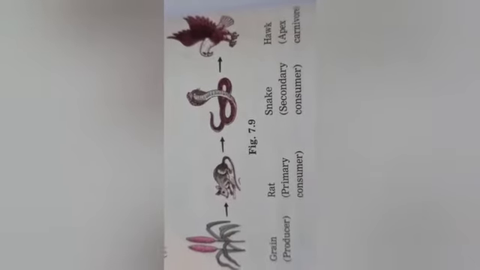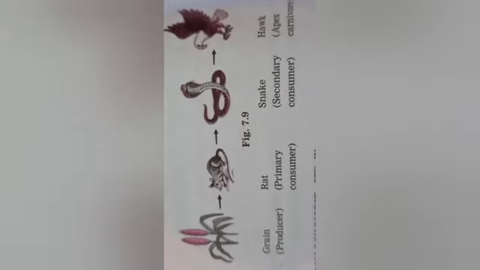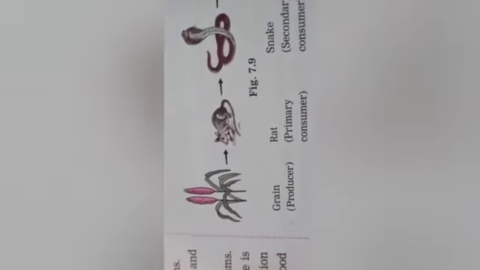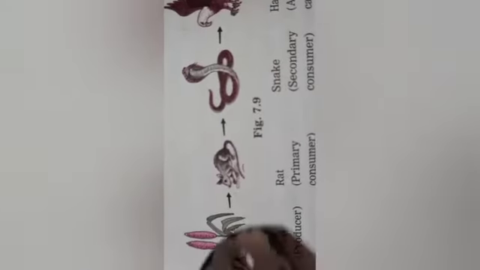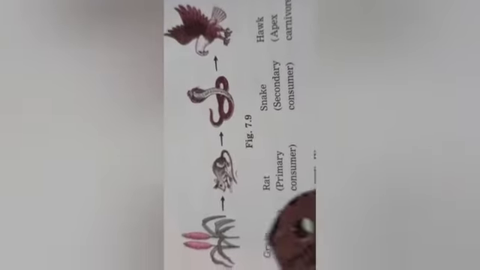Students, use your brainpower. Explain the food chains in various ecosystems which you have studied last year. First food chain: grain, rat, snake, hawk. Grain is a producer, rat is a primary consumer, snake is a secondary consumer, and hawk is an apex carnivore.